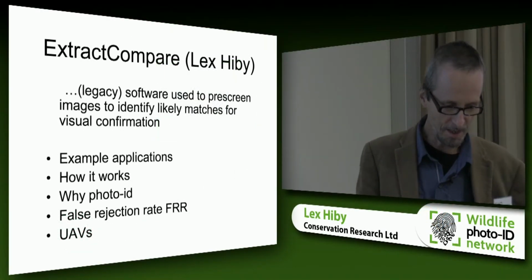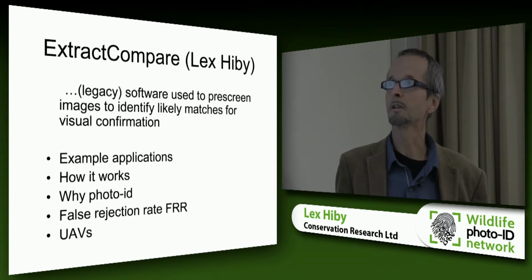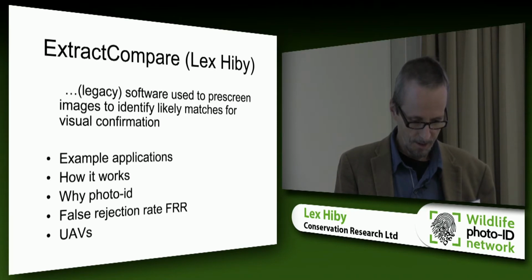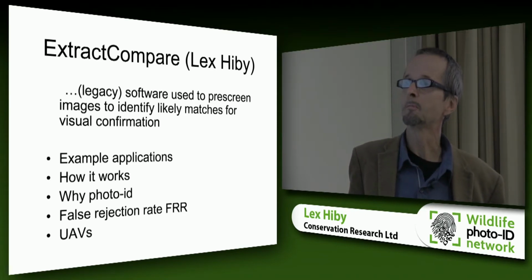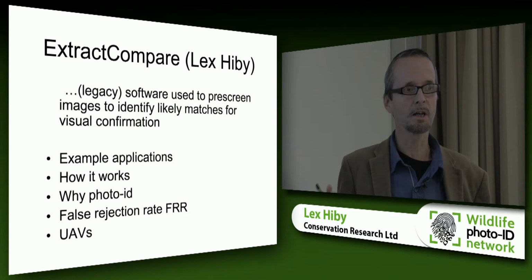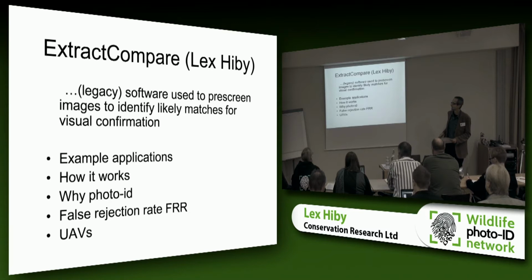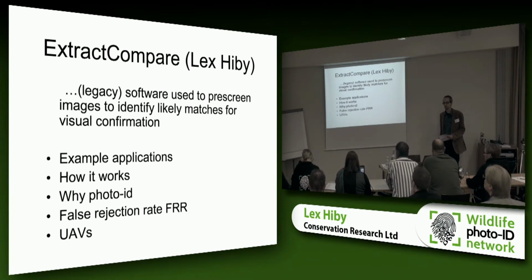Okay, my name is Lex. I'm going to talk about ExtractCompare, which is software for pre-screening of photos and detecting likely matches for display and visual confirmation. I'm going to show a few examples of where it's been applied, how it works, and then talk more generally about what sort of stuff you can get out of Photo ID and the problem of when the software misses potential matches. What can you do about it?